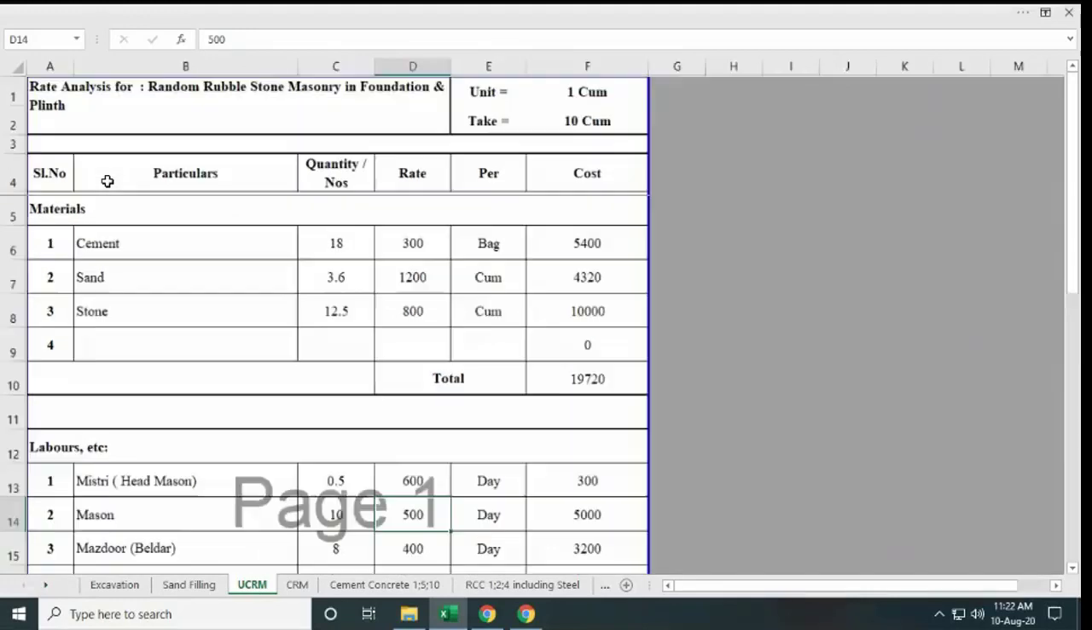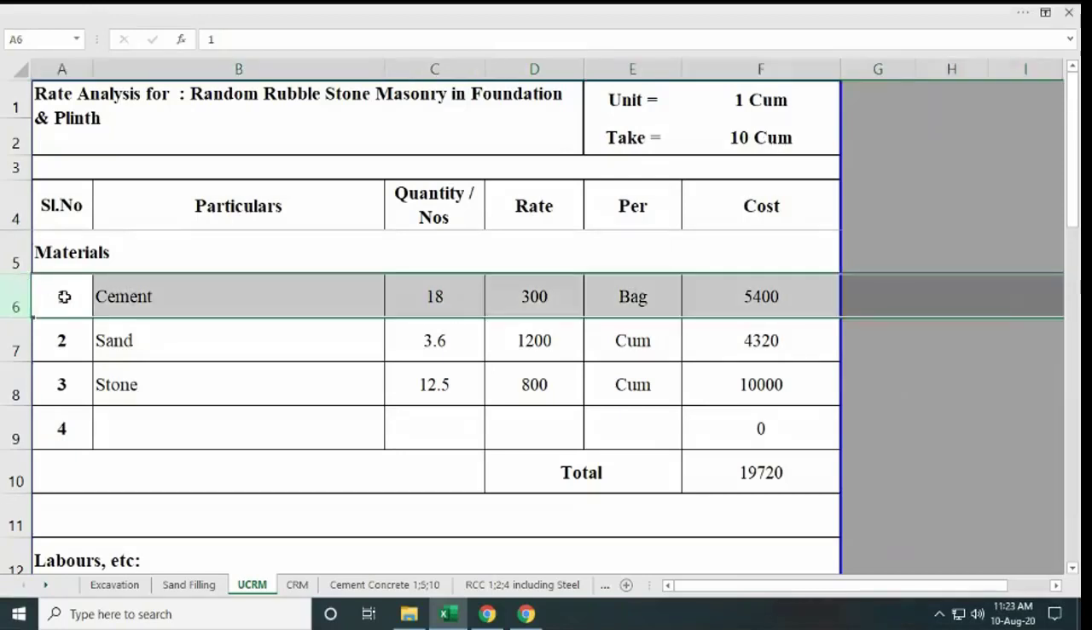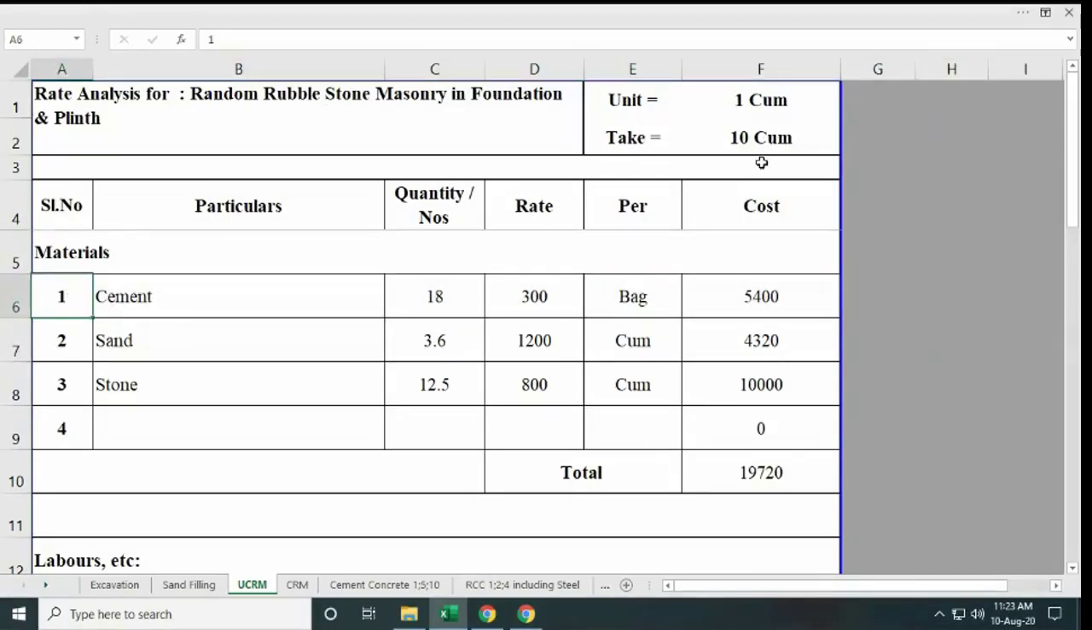Then next we are going to do calculation for stone masonry works. Rate analysis for random rubble stone masonry works in foundation and plinth. Unit of measurement is 1 cubic meter, and we are going to do calculation for 10 cubic meters. When we do 10 cubic meters of stone masonry work, first you should calculate how much stone is required, and how much is needed to keep that stone and to have the bonding. We are going to prepare a cement mortar. So how much cement mortar is required has to be calculated.